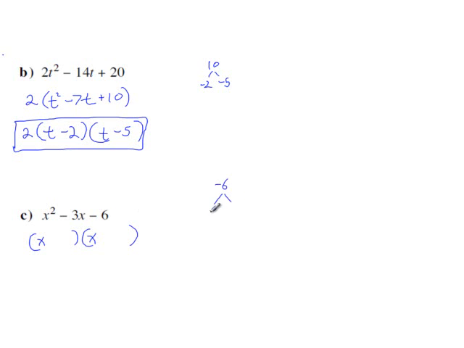So I could have positive 1 and negative 6. That would add up to negative 5, no good. I could have positive 2 and negative 3. But that would add up to be negative 1, that's no good either. And there aren't any other factors of 6, since I know that the negative factor has to be bigger. So if I've gone through all the possible factors and nothing works, then this is not factorable.